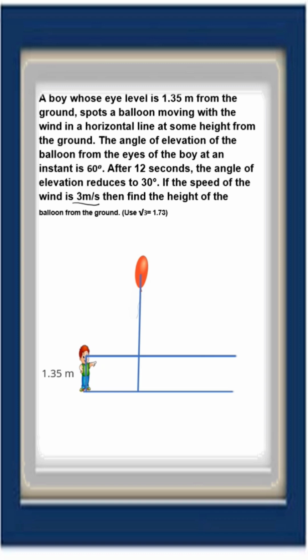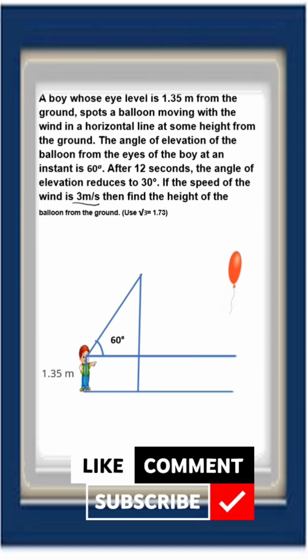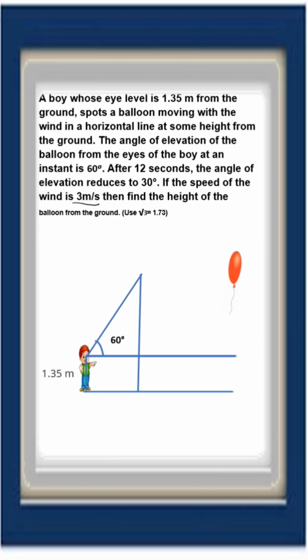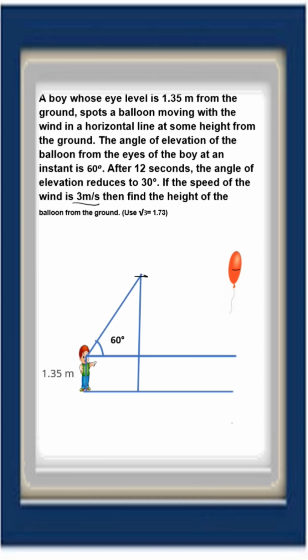At the initial position, the angle of elevation is 60 degrees. With the wind it moves. The speed of the wind is 3 meters per second. After 12 seconds, it moves up to here. So from here to here, what is the distance? Can we calculate? Yes, we can calculate.